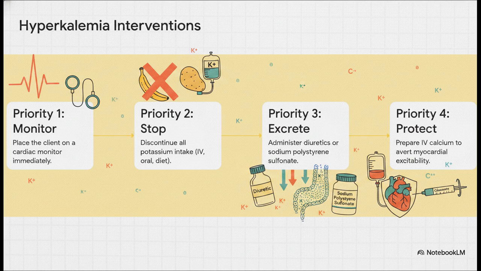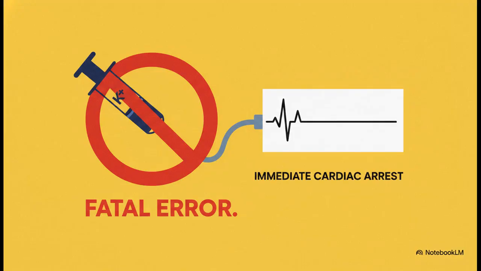And in a real emergency, we might give IV calcium. Now listen, this is key. The calcium doesn't lower the potassium level. It acts like a shield to protect the heart muscle from potassium's dangerous effects. Okay, I need everyone to hear this loud and clear. This is one of the biggest, most important safety rules in nursing.